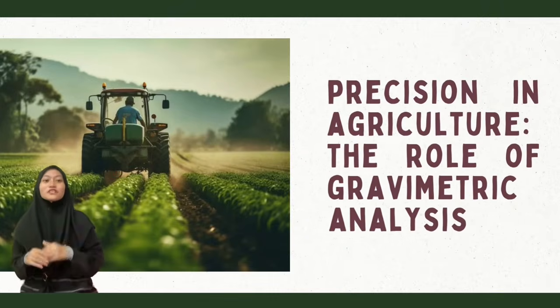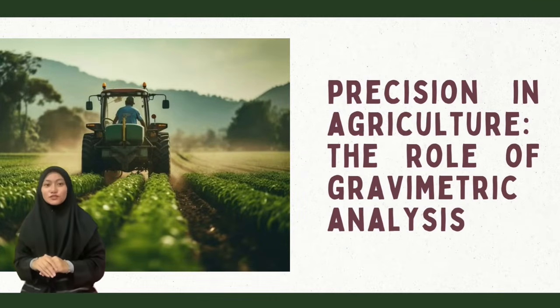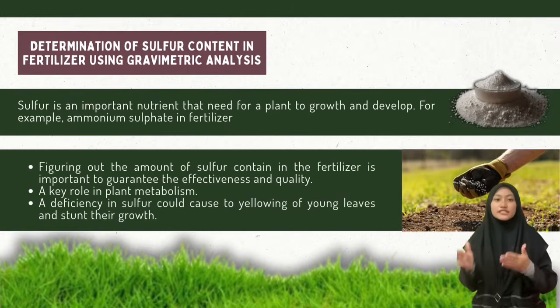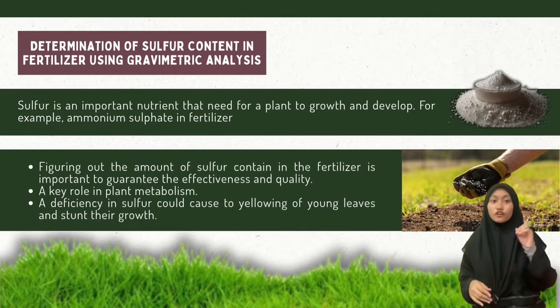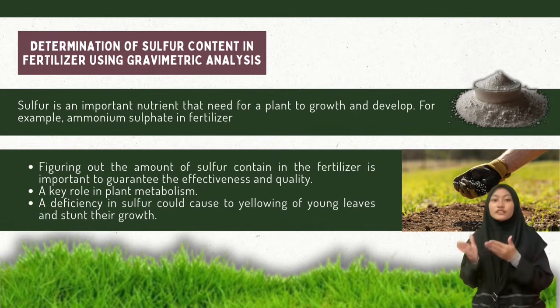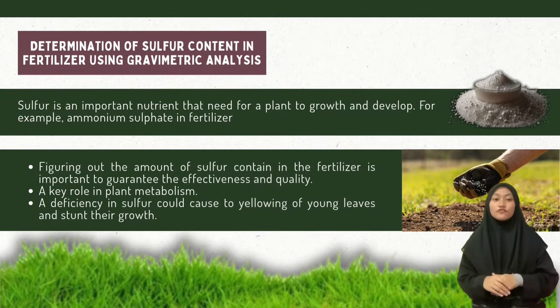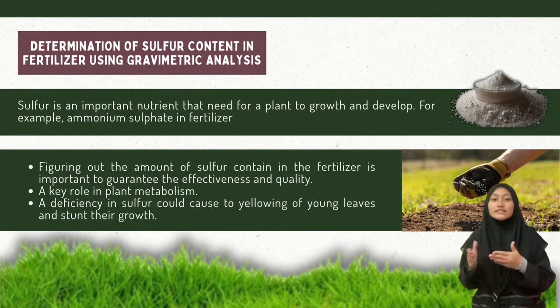Next, I'll talk about precision in agriculture, the role of gravimetric analysis. Determination of sulfur content in fertilizer using gravimetric analysis. Sulfur is an important nutrient that a plant needs to grow and develop. For example, ammonium sulfate in fertilizer. Figuring out the amount of sulfur content in the fertilizer is important to guarantee its effectiveness and quality. Sulfur plays a key role in plant metabolism, especially in the formation of proteins and enzymes. A deficiency in sulfur could cause yellowing of young leaves and stunt their growth.